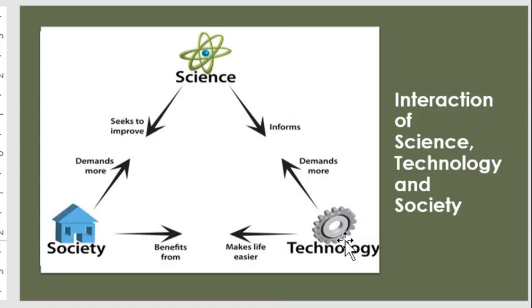The next interaction is science to society. Commonly, the development of science and technology starts with society because society demands more on science and society benefits from technology. While technology is made to make life easier for the society, at the same time, society benefits from the technology. So I will give you a specific example, and this is what you're going to do for your activity later.